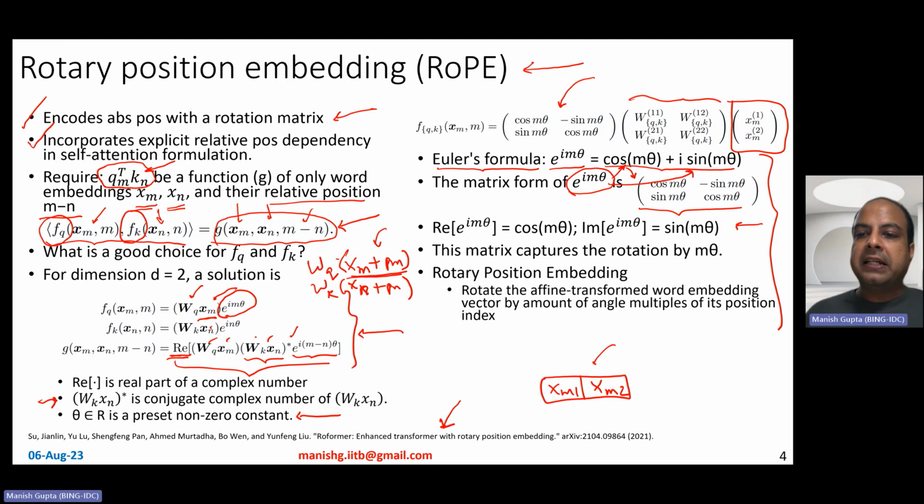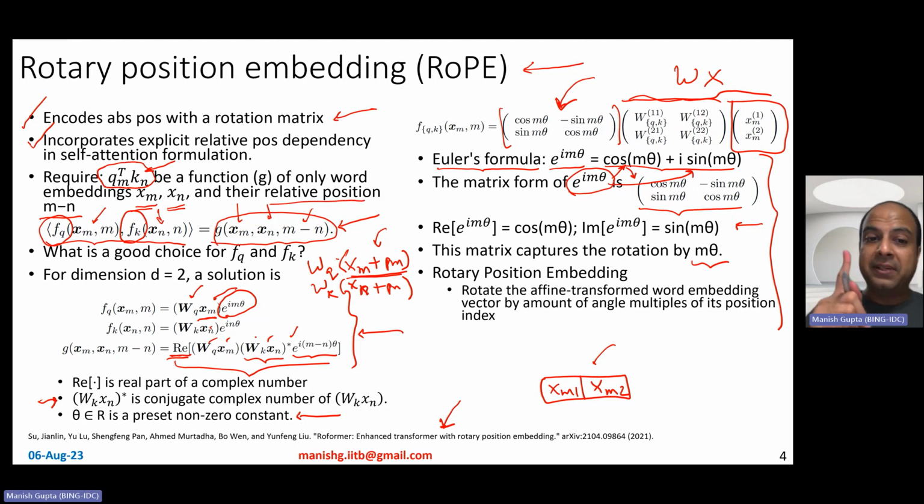Now this is a matrix, and this matrix essentially captures the rotation by m theta. What is it doing? It's taking a vector. After all, when you multiply W and x, you get a vector, and when you pre-multiply by this matrix, it rotates that vector. That is why it is called a rotation matrix. How much does it rotate? It rotates by m theta.